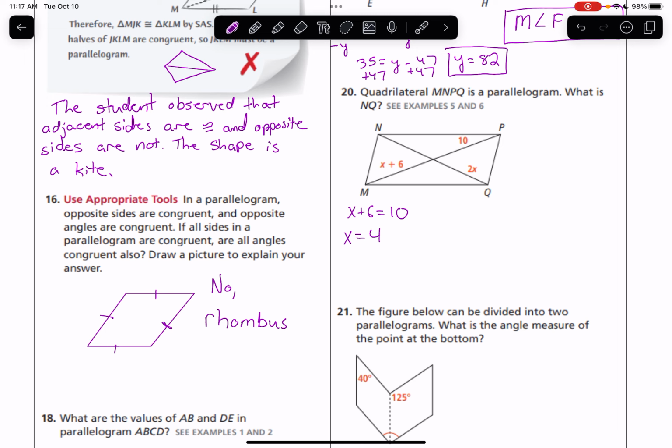Once we find that, again, we're trying to find NQ, so we're trying to find the other diagonal. Remember that the diagonals of a parallelogram are not congruent. So we're going to take this, x equals 4, and plug it in here for 2x. So that would be 2 times 4, which is 8. So from the center to Q is 8, which means, since this is bisected, that from N to the center is also 8, and NQ, that diagonal, is equal to 16.